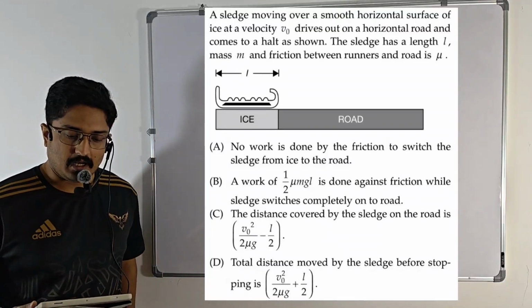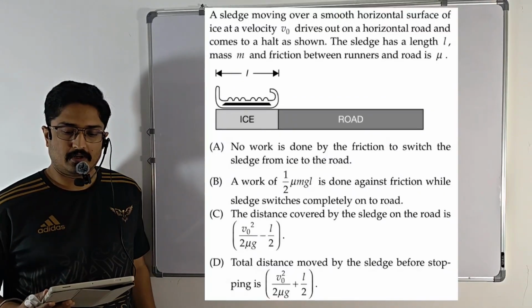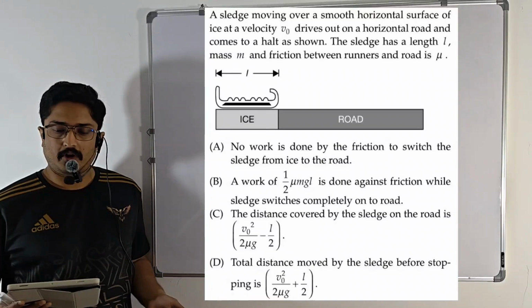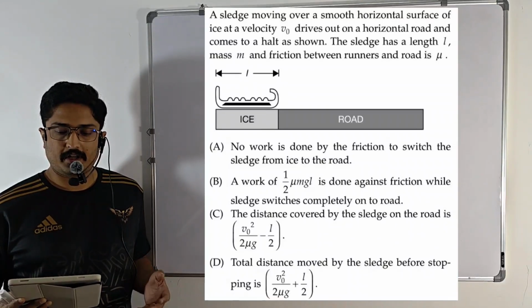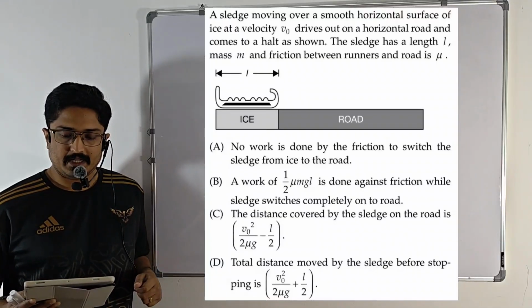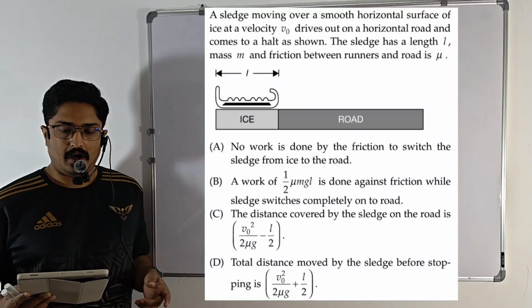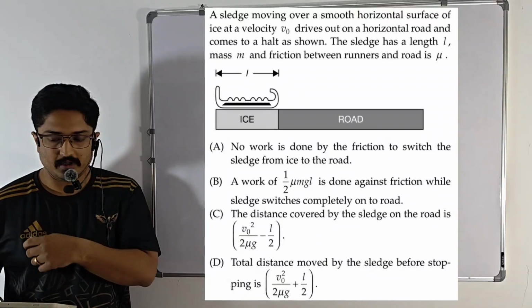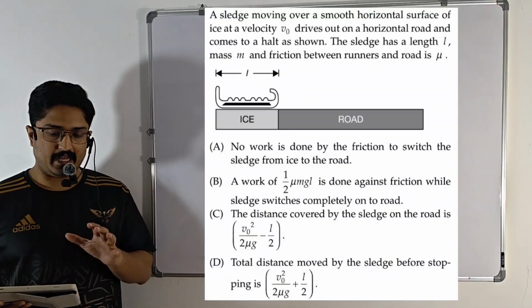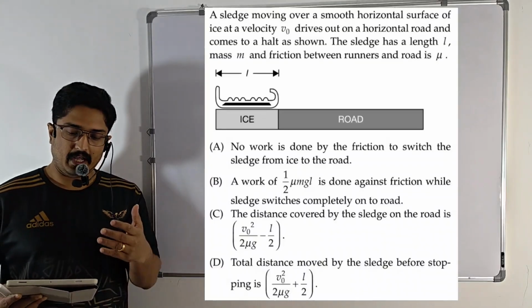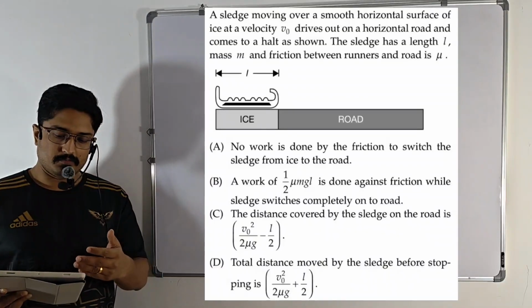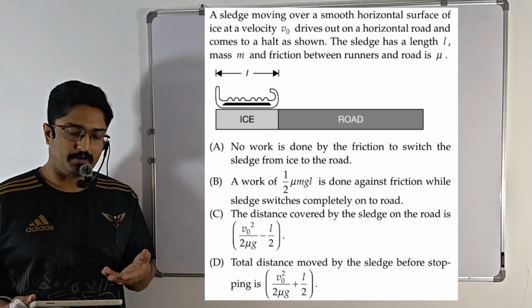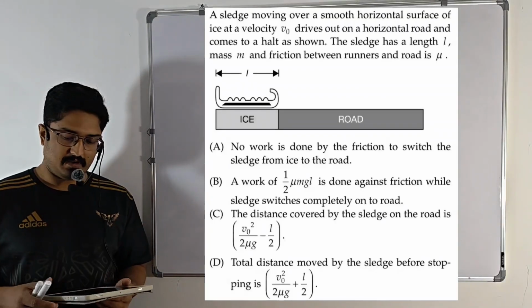The question reads: a sledge moving over a smooth horizontal surface of ice at a velocity v naught drives out on a horizontal road and comes to a halt, as shown in the figure. The sledge has a length L, mass M, and the friction between the runners of the sledge and the road is given as mu. The diagram is given in the question. Now they have given you four options. All four options are different cases. It's a multiple correct choice question, so you have to check all the cases one by one.